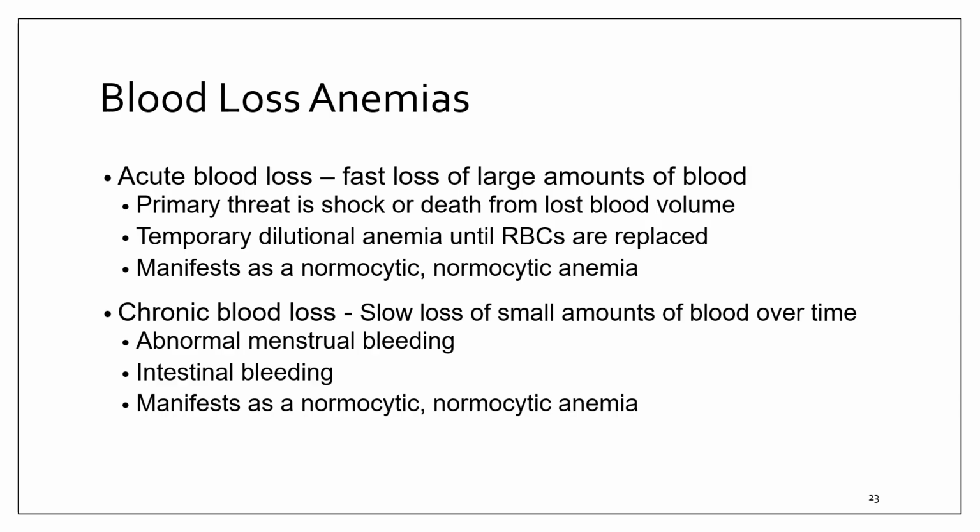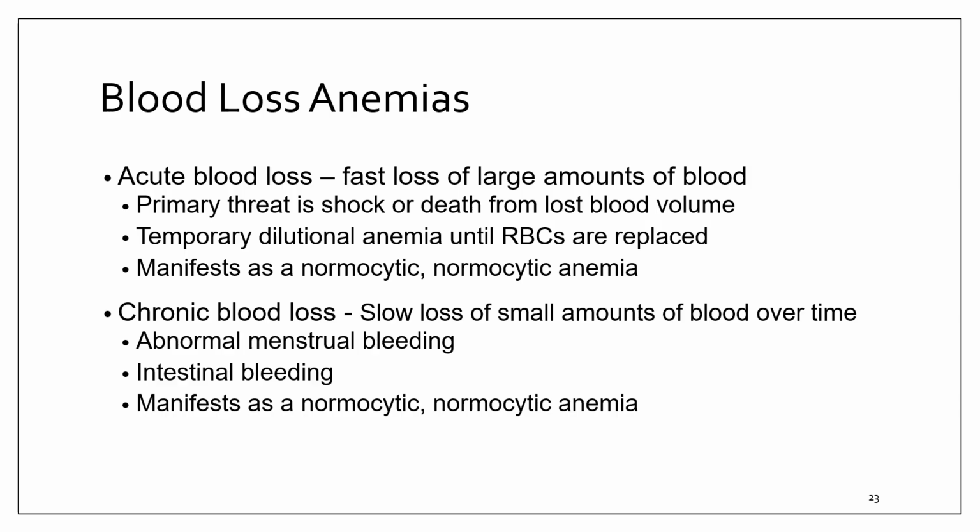Okay, and chronic blood loss is very different. Instead of a sudden hemorrhage, this involves slow loss of small amounts of blood over time. Common causes include abnormal menstrual bleeding and chronic gastrointestinal bleeding. Because the loss is gradual, the body initially keeps up until it can't. So early on, chronic blood loss still appears as normocytic, normochromic anemia. The marrow is producing normal cells, iron stores are still adequate, and the smears look fairly unremarkable.